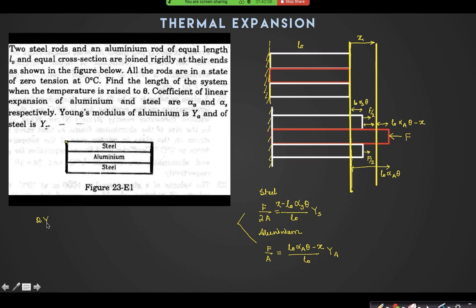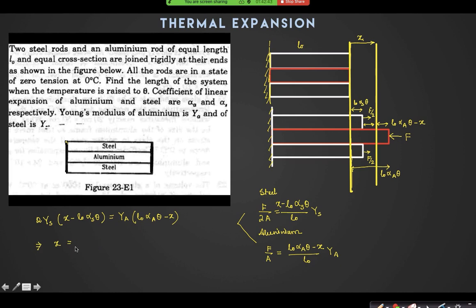Yes. So 2Ys by L naught gets cancelled out. So 2Ys into (x minus L naught alpha s theta) is equal to Ya into (L naught alpha a theta minus x). Yes, sir. From there you will calculate the value of x. Solve the calculation for x.